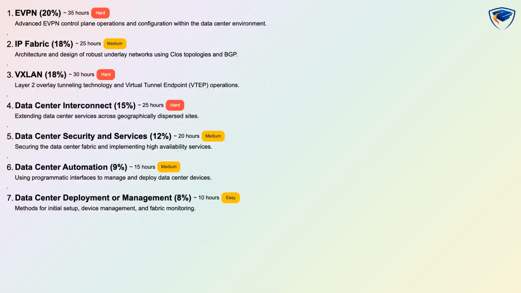This exam covers 7 domains with exact weightings: EVPN 20%, IP Fabric 18%, VXLAN 18%, Data Center Interconnect 15%, Data Center Security and Services 12%, Data Center Automation 9%, and Data Center Deployment or Management 8%. The exam mixes scenario-based, hands-on, and conceptual assessments and rewards both configuration skill and design understanding.